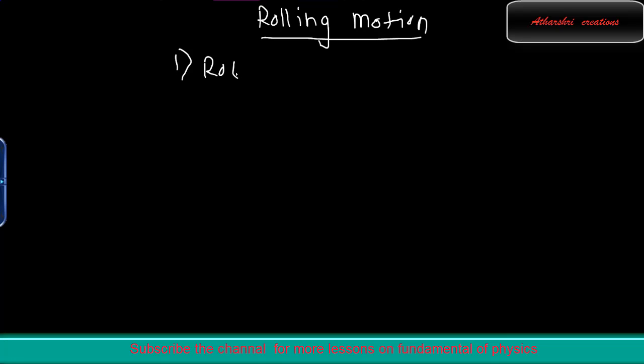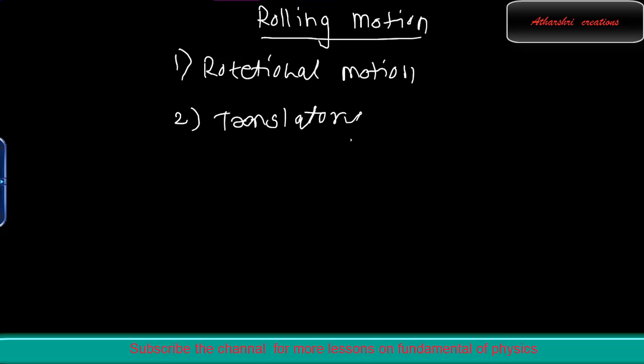Our next article is rolling motion of the body. Now see, in rolling motion, the body performs two types of motion. First is rotational motion and second is translatory motion. These two motions are performed simultaneously in rolling motion.